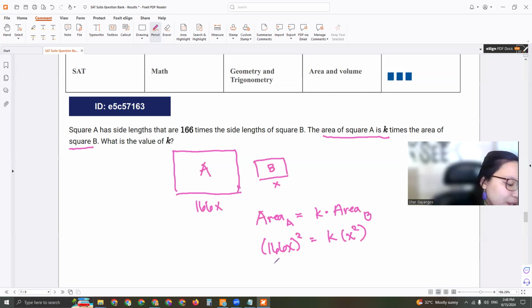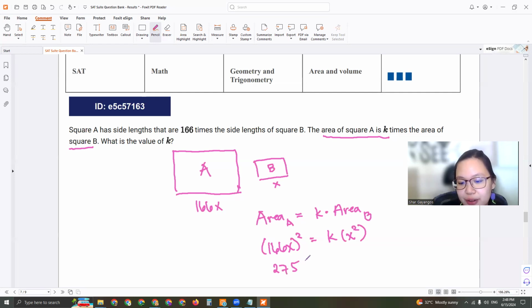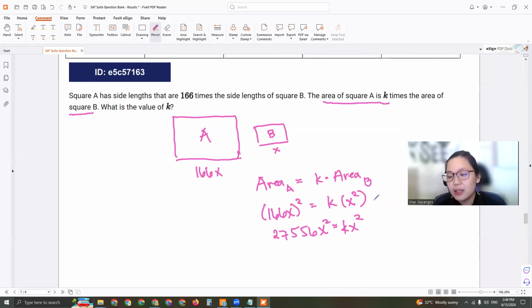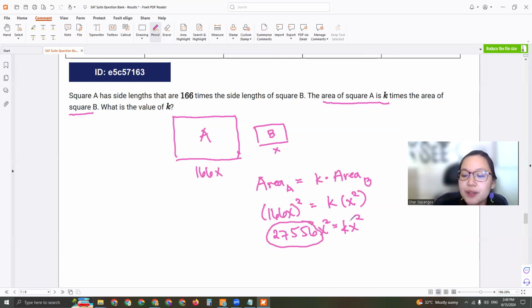So we have, what is 166 squared? I don't know, but my calculator knows. So let's go ahead and type that in. That's 27556 x squared is equal to k x squared. All right. And for this equation to be true, the coefficients of the terms must be the same. What does that mean? For the equation to be true, k must be equal to 27,556. And that's how we end up with our answer.